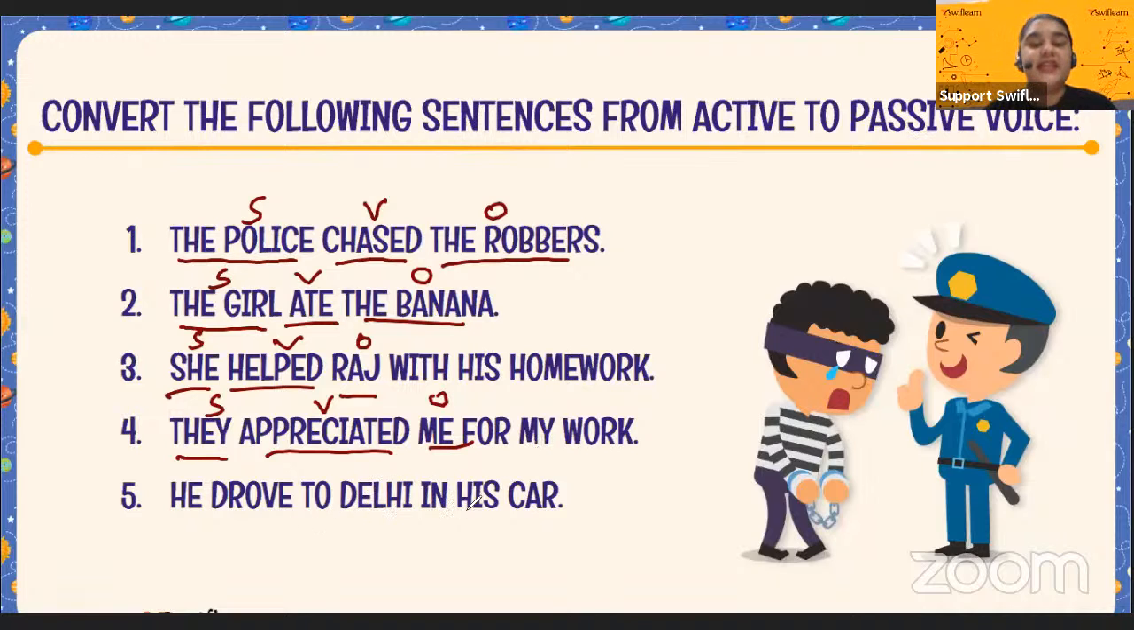He drove to Delhi in his car. Which one is the subject? Yes, he is the subject. Drove is your verb. Very good. To Delhi in his car. So here, which one is the object? Tell me. I'm waiting for your response. Which one is the object? Okay, his car. So we will say a car was driven by him to Delhi. Clear? Clear to everyone?